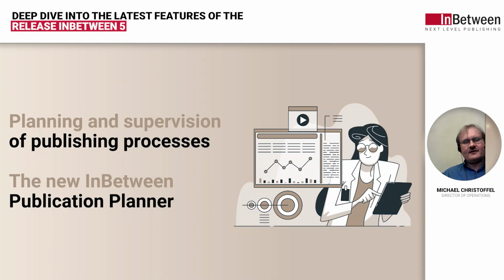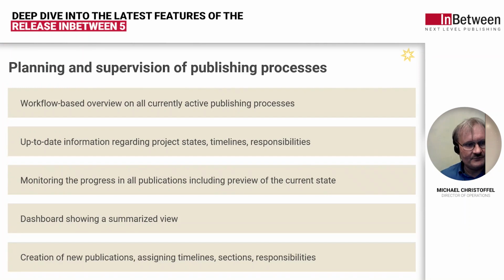But now, what happens if you're a marketing director and want to see the different processes? What is the catalog doing? What is the mailing doing? This is now possible with the new InBetween Publication Planner. It gives an overview of all currently running publishing processes based on your workflow. You can see very detailed information about the product status, the timelines, and who is responsible for the publication. You can see all publications in detail, their current states, and also preview the current state of each publication.